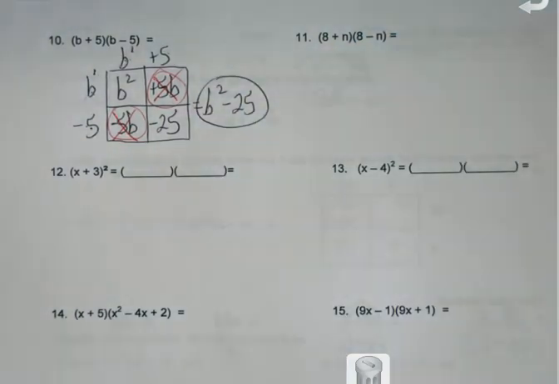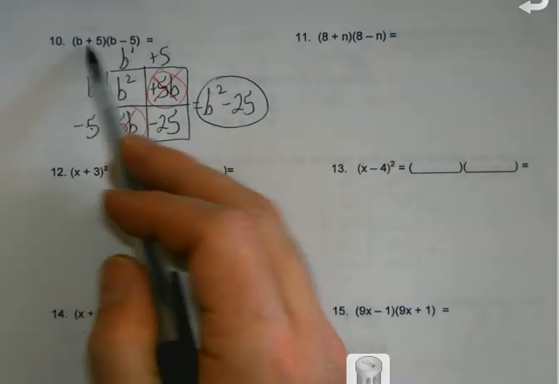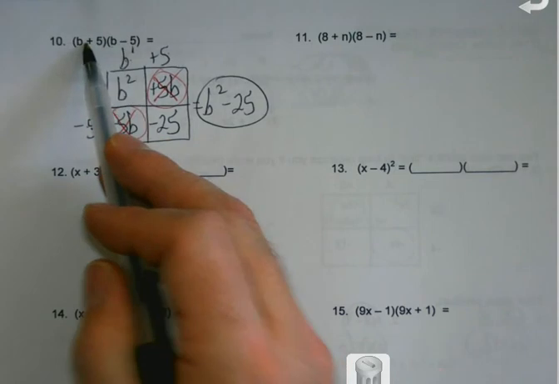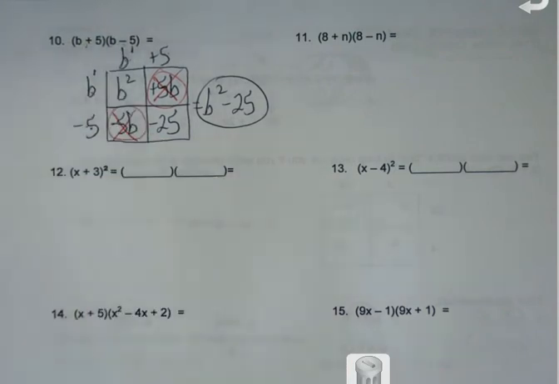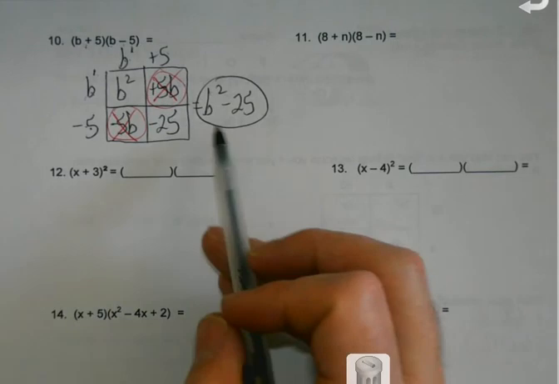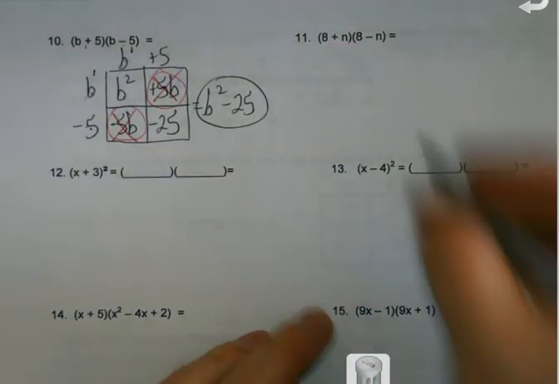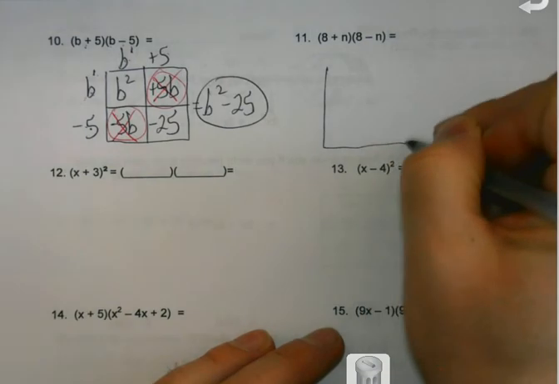This will be true every time that you get the same variable and constant, but you have a plus and a minus in the middle. So if everything's the same except one's plus and one's minus, you just multiply the first two, multiply the last two. You're done. It works the same way on 11, just so you see that wasn't a fluke.